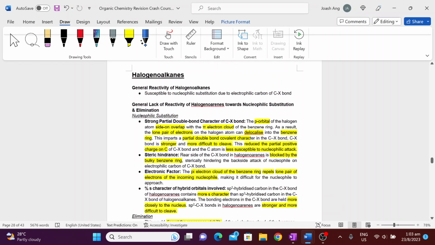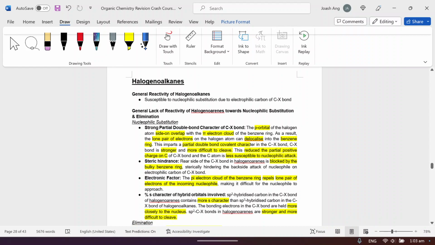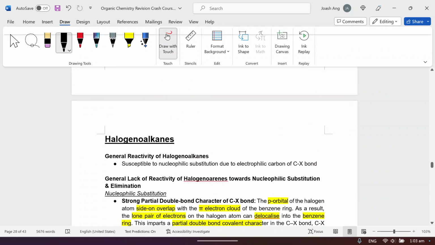Okay, we come to the last group that we're going to look at for today, which is halogenoalkanes. So halogenoalkanes, what is the general reactivity? I will draw you one example, which is chloroethane. Okay, chloroethane. So you can see there's a partially positive carbon and a partially negative chlorine.